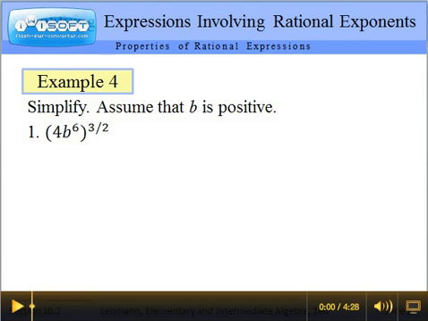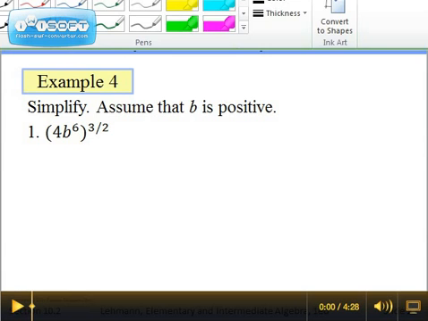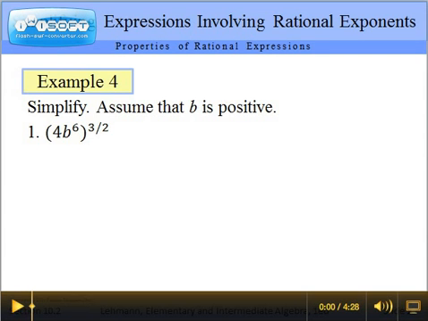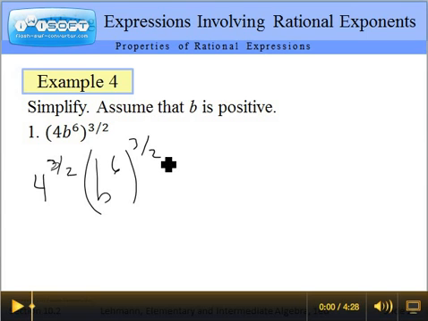I want to simplify 4b to the 6th, all of that raised to the 3 over 2. Since all of that is being raised to the 3 over 2, that means each factor is being raised to the 3 over 2. So I have 4 to the 3 over 2, then I have b to the 6th raised to the 3 over 2. So 4 to the 3 over 2 means I take the square root of 4 and raise it to the 3. The square root of 4 is 2. I'd cube that, which gives me 8.